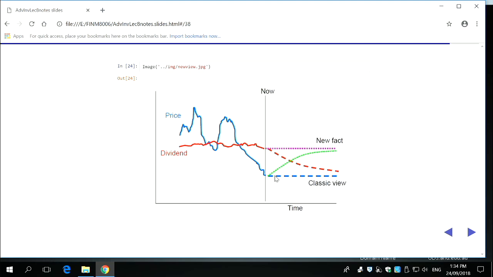That's the classical view. The new fact view, which we actually see again and again in this lecture, is that when we see this DP ratio going up or price goes down, the price actually must go up in the future, which means it predicts the future returns will be higher, or the future discount rate will be higher. But the future dividend will stay the same. So the DP ratio does not predict the future dividend, but it predicts the future price or future return.